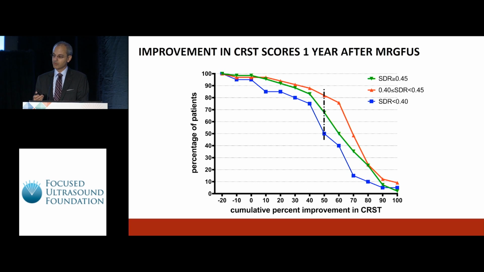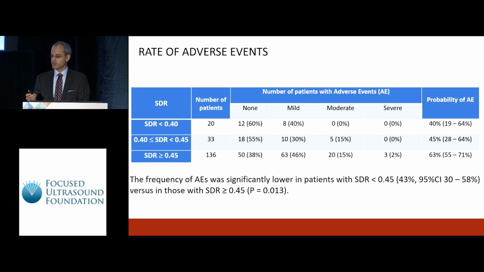And if you look at the blue group, the group less than 0.4, even though they supposedly have a harder time reaching 54 degrees Celsius, still half of them get at least a 50% improvement at 1 year. So it's arguing that we shouldn't be excluding these patients from our treatment.